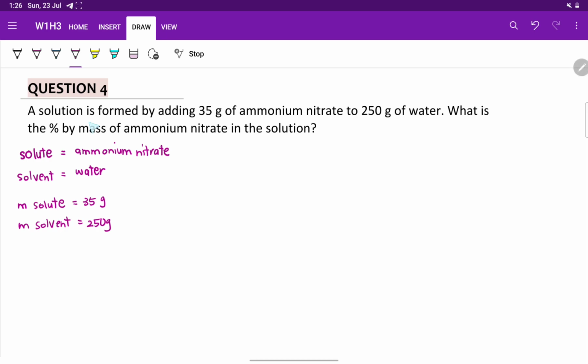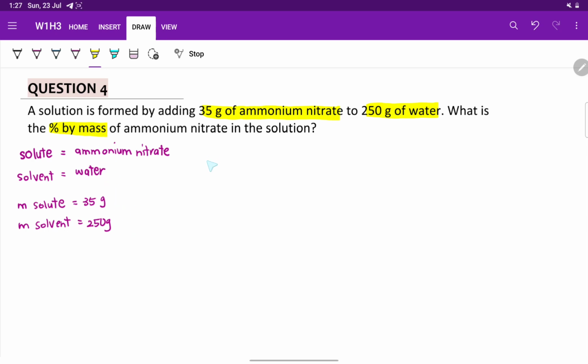So, here, our question: a solution is formed by adding 35 gram of ammonium nitrate. So, I highlight 35 gram of ammonium nitrate to 250 gram of water. So, what is the percentage by mass of ammonium nitrate in the solution? So, again, we directly extract our information here. Solute is ammonium nitrate, solvent water. So, mass of solute 35 gram and mass of solvent is 250 gram.